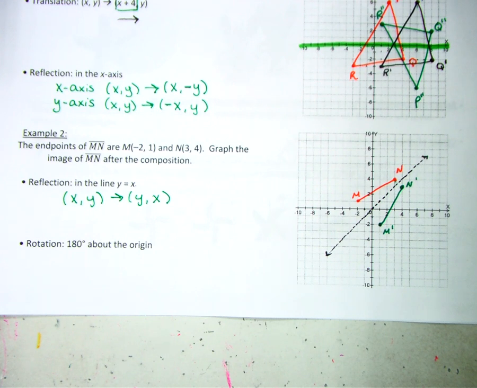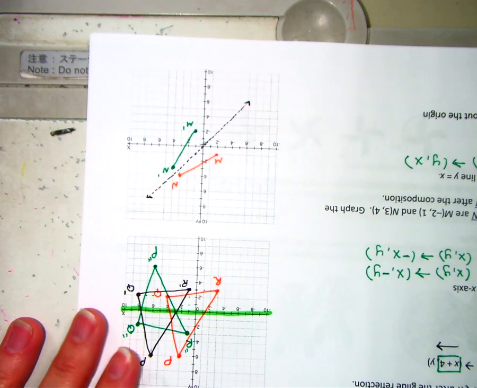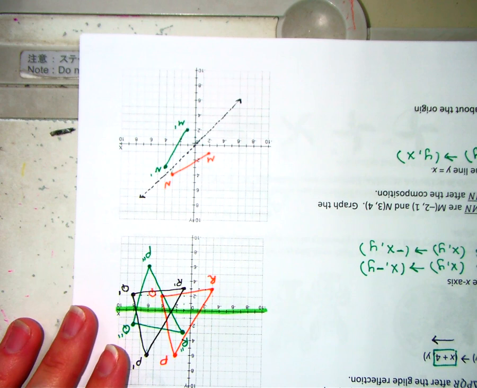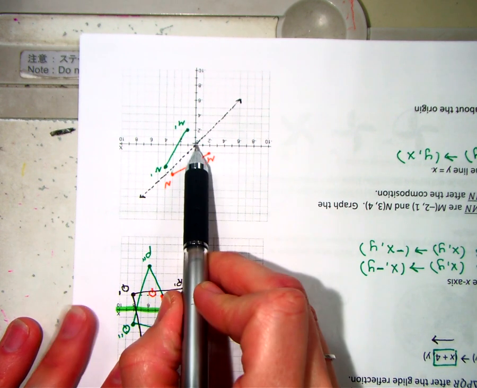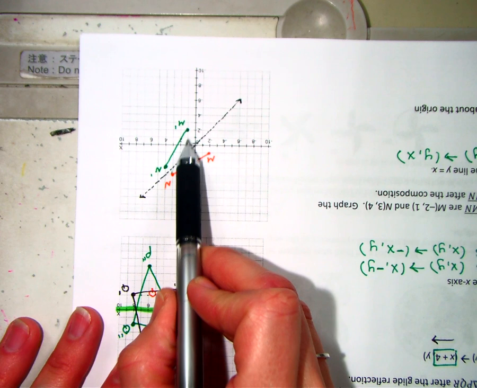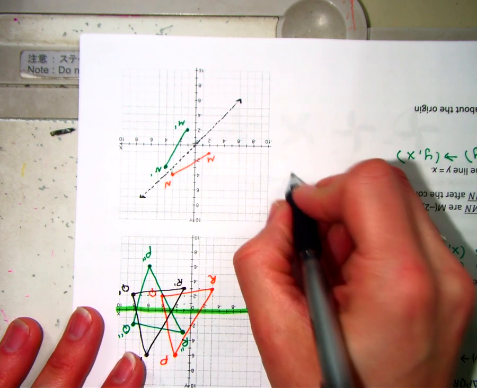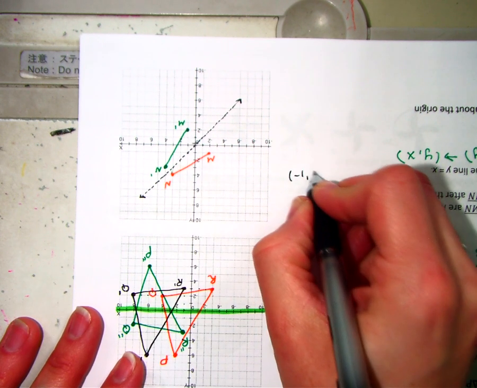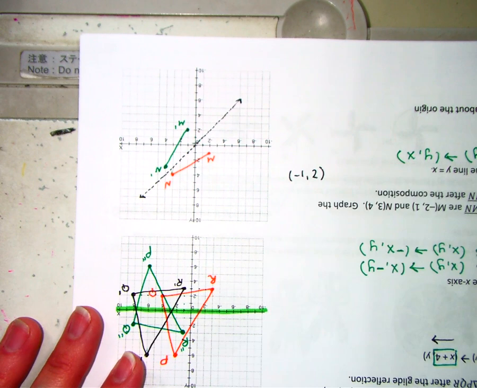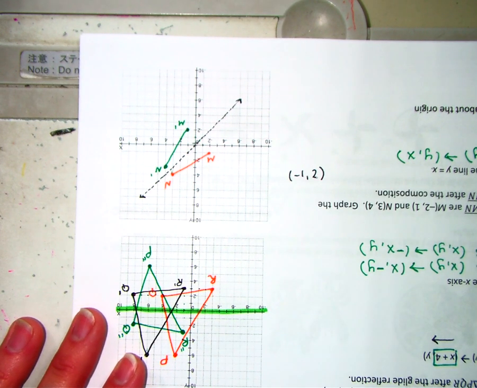When we flip this paper, make sure you are looking at n prime and m prime and not the original orange segment. Okay, so I'm going to flip this upside down to rotate 180 degrees. Now we have to read off the new coordinates without looking at the numbers on the graph. So I'm going to go -1, +2, and I'll write that down for myself.